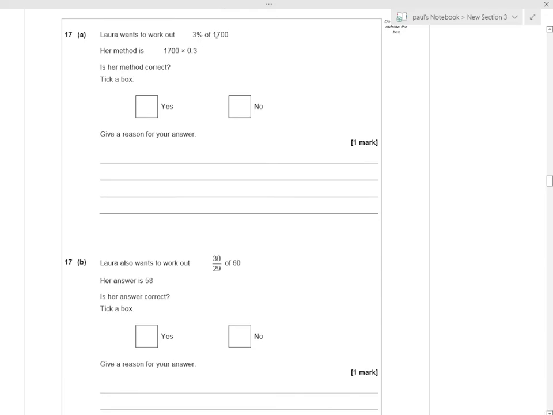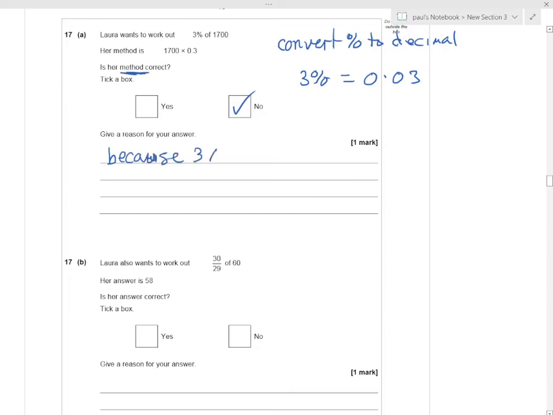Now, Laura wants to work out 3% of 1700. Her method is, so this is convert percentage to decimal. And what she's done, 3% should be 0.03. So it's a bit of a funny one there. The method is right, but what they mean is is she doing the right thing? No, she's not doing the right thing, because 3% is 0.03.